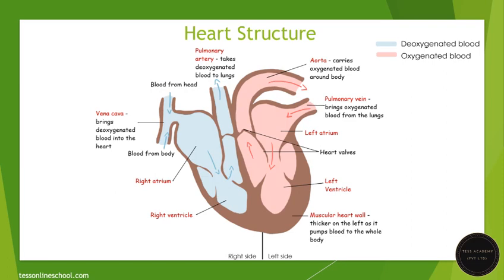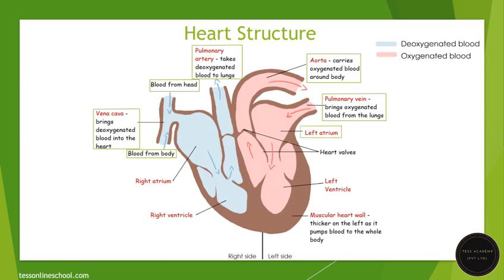Now, in terms of heart structure, let's start with the vena cava, which brings deoxygenated blood into the heart. We then have the pulmonary artery, which takes the deoxygenated blood to the lungs, where it becomes oxygenated. The pulmonary vein brings the oxygenated blood back from the lungs, which then exits through the aorta, and it carries the oxygenated blood around the body.